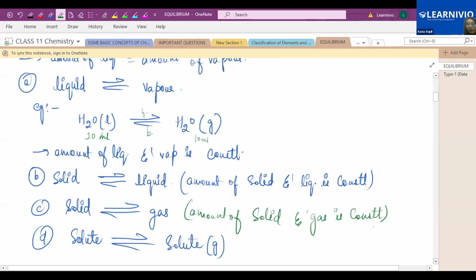Next one, if you take the solute, and the solute particles are in solid form, and this solute is getting converted into a solute gas. It is converting into gas, so this is again a physical equilibrium. So equilibrium exists and the amount of solute in solid is equal to the amount of gas. It will not change. Only the phase will change. Right, so that's all about the physical equilibrium.